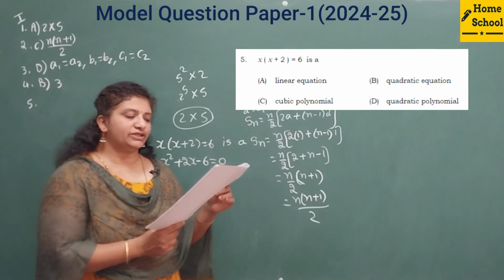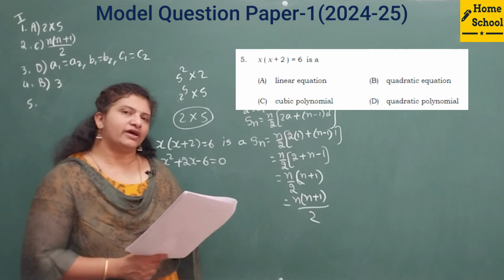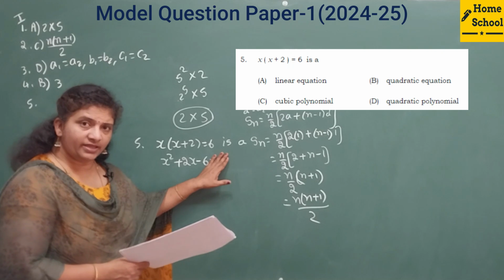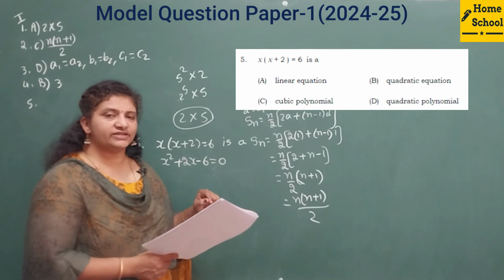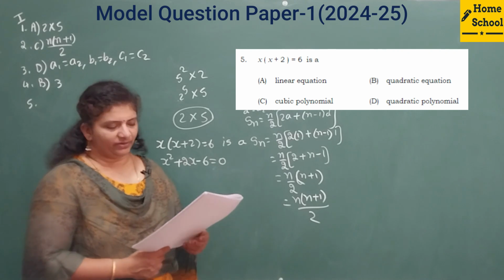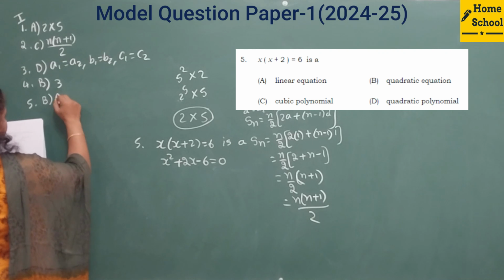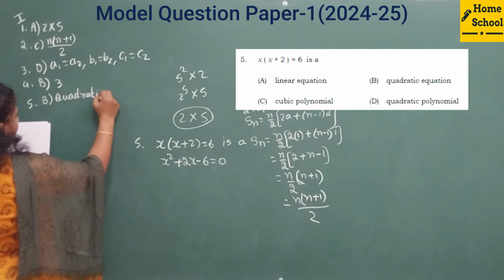Option linear equation, quadratic polynomial also given. So don't be confused in writing quadratic polynomial. If equal to 0 is not there, then it becomes quadratic polynomial. But now for the situation, this is quadratic equation. Option B, quadratic equation.